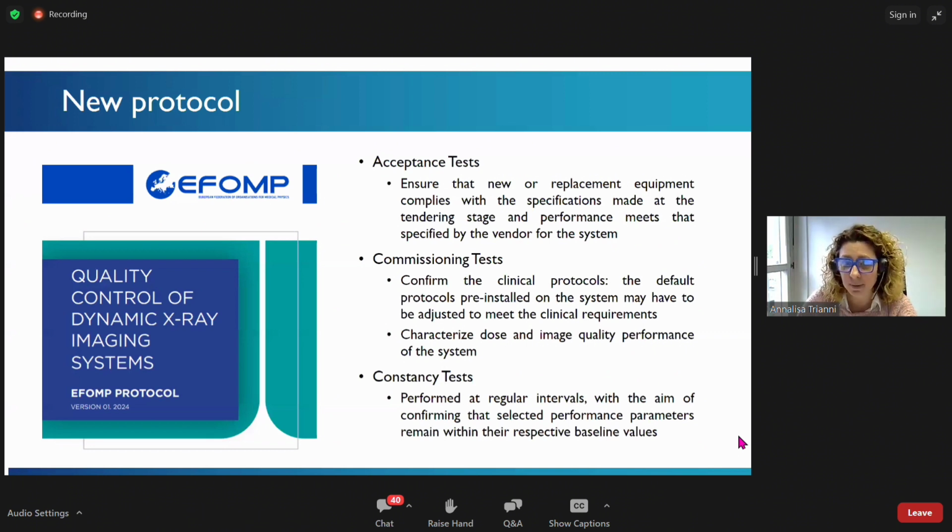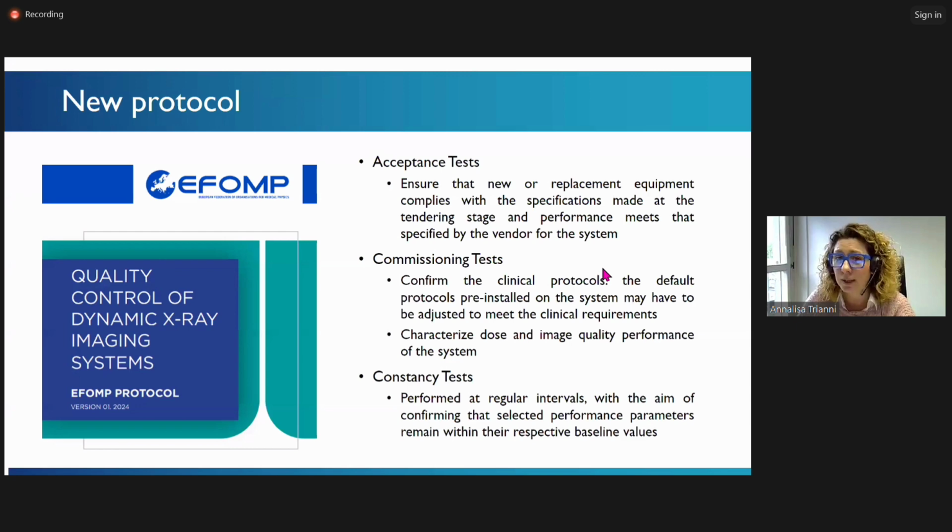It includes some acceptance tests, commissioning tests, and constancy tests. That's the terminology we use. So acceptance tests are performed at the beginning, just to verify that your system is fulfilling the documentation that you required during the tender. Commissioning tests set the baseline. This is the heaviest part of the protocol. And constancy tests verify the performance of your equipment over time.